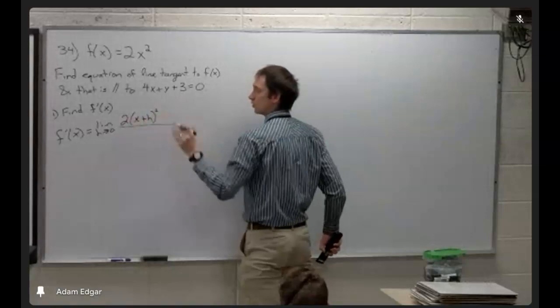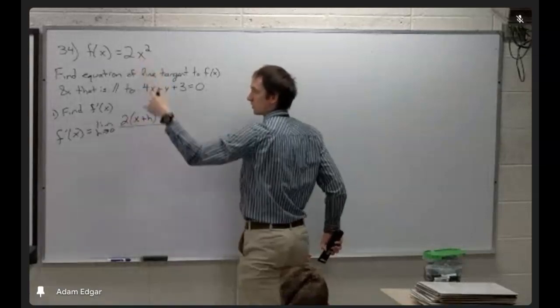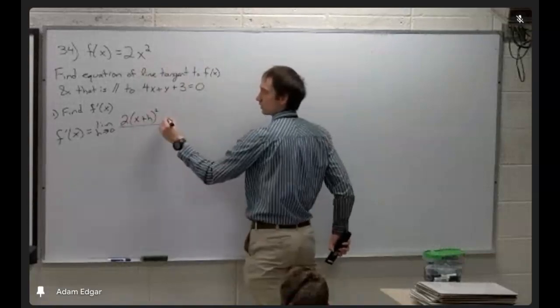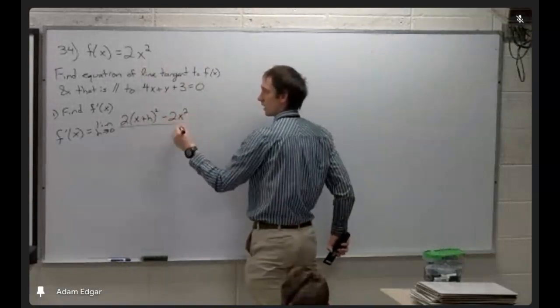So 2 quantity x plus h squared. Take your function, turn the x into an x plus h. That's the only x, so lucky us. And then what? And then all over h.